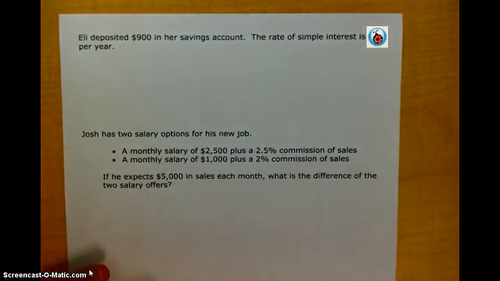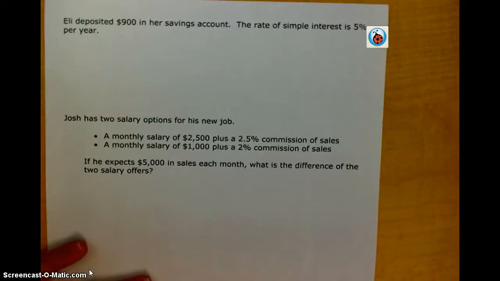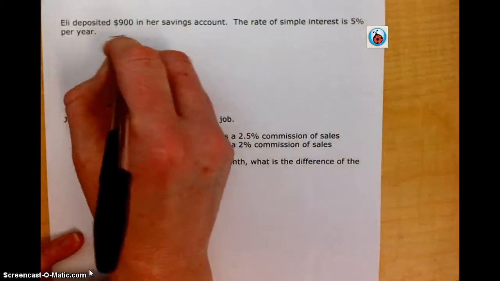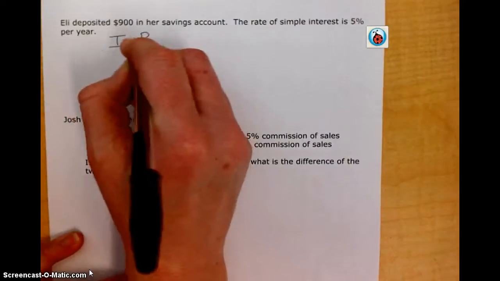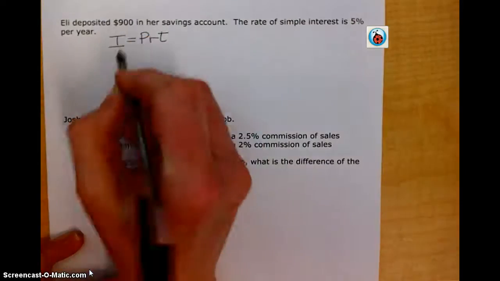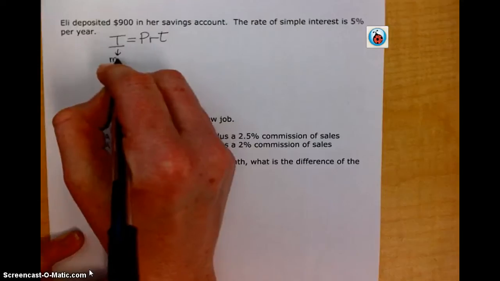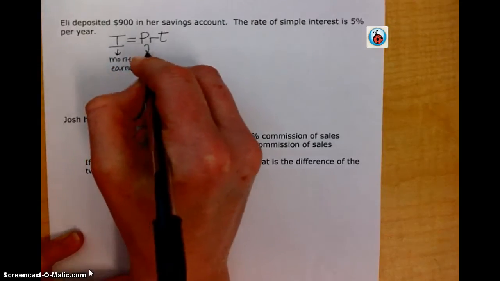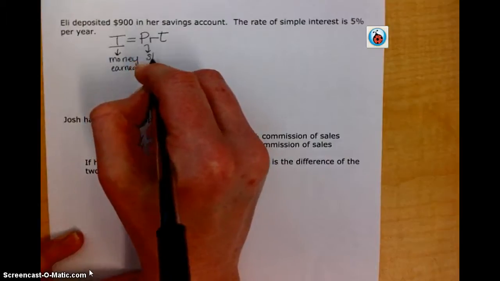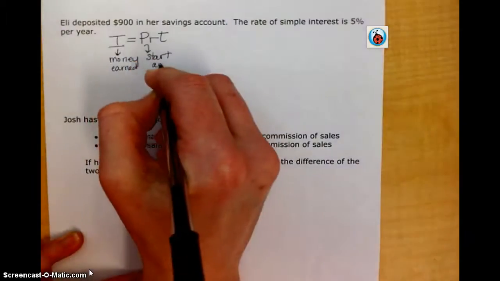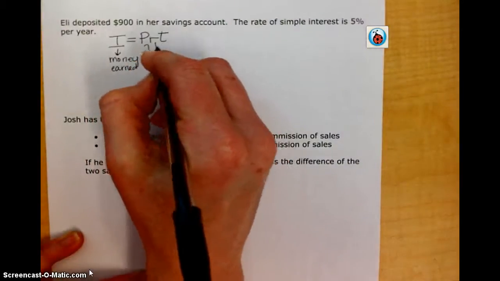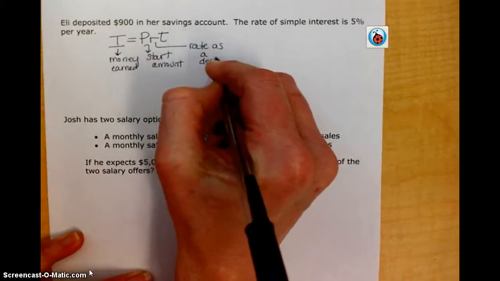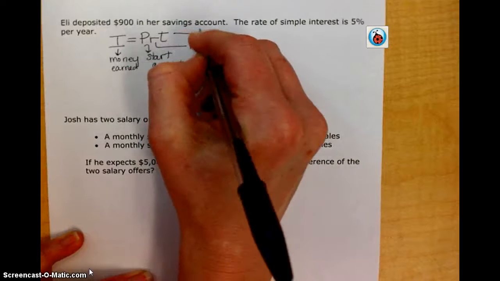Ellie deposited $900 in her savings account. The rate of simple interest is 5%. Our interest formula is I is equal to P, R, and T. Interest is the money earned. The P is the principal, which is my start amount. The R is the rate as a decimal. And the T is the time.